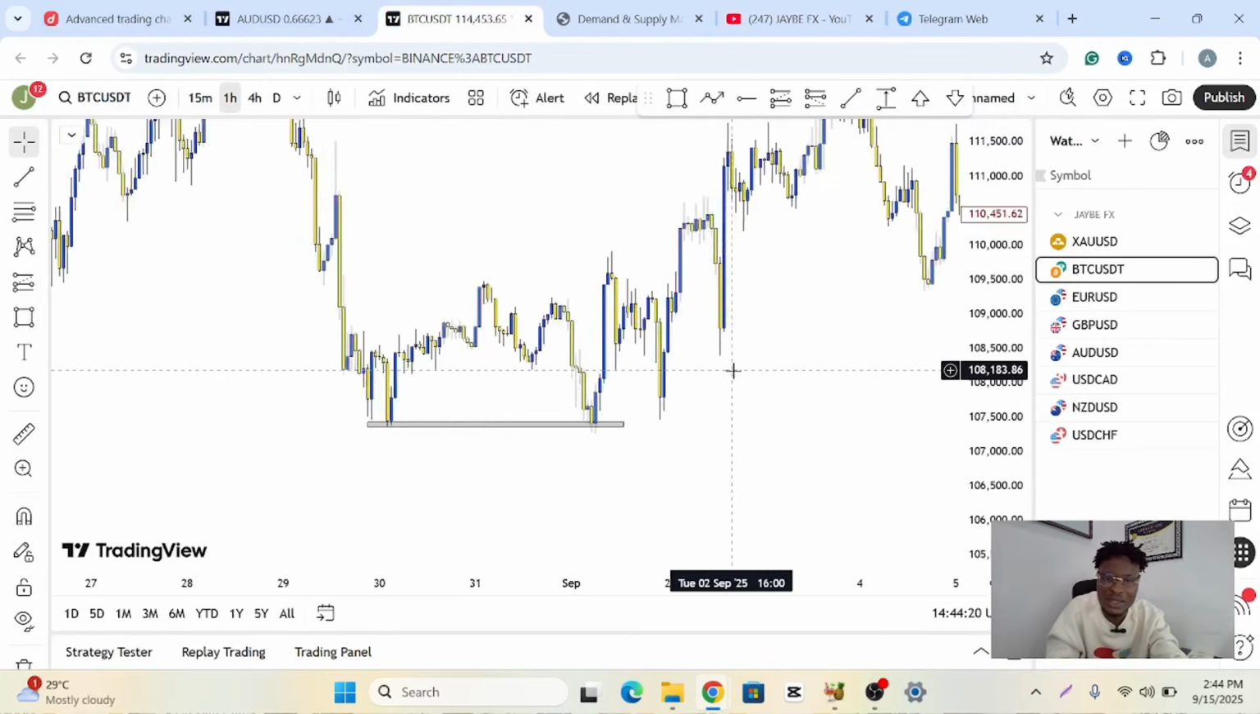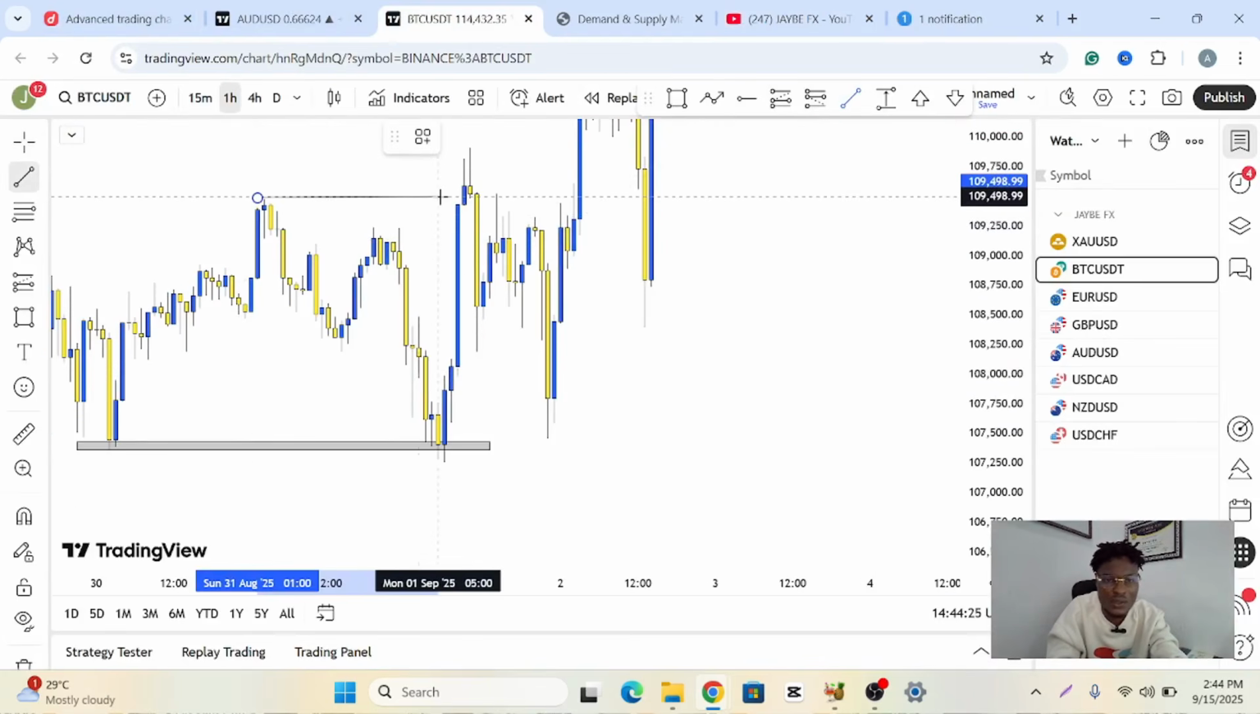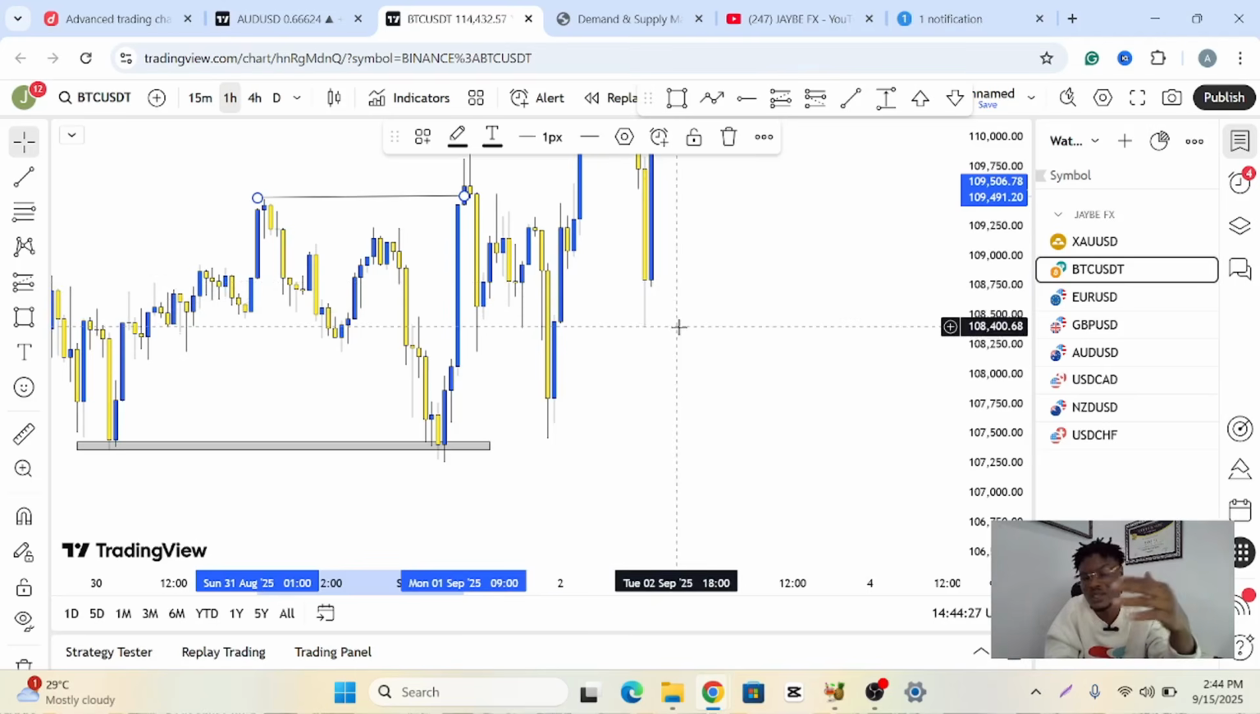Now, coming back here, this is a market structure shift rather. And again, you have to know how to identify market structure shift. All these things I'm going to be teaching you in this channel.